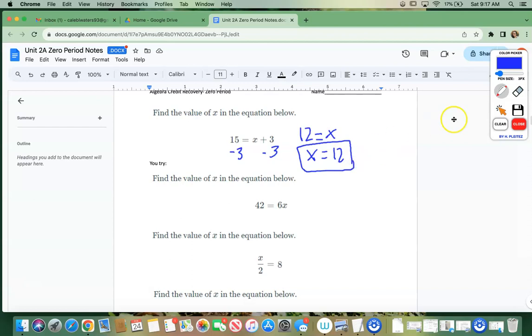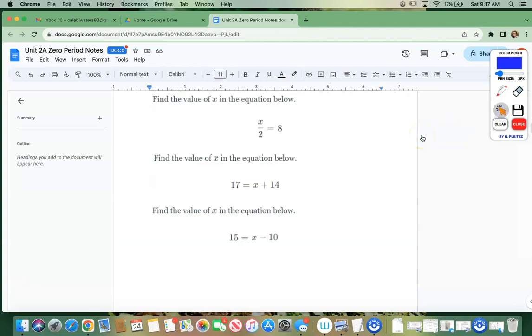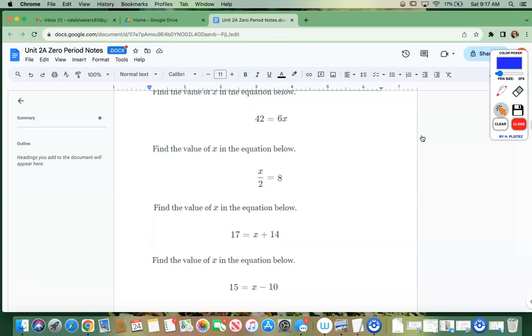Okay, so I've got a few one-step equations like that for y'all to try. There are those 4 right there. Okay, so y'all pause the video now, and go ahead and try these. Unpause the video when you're ready for us to check.